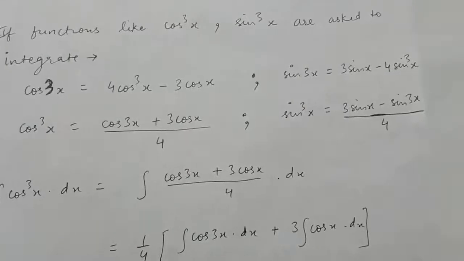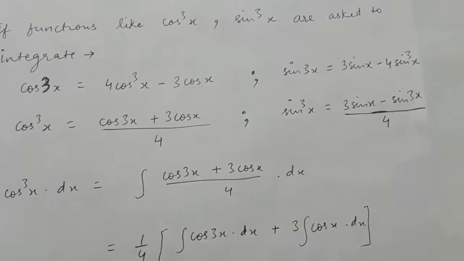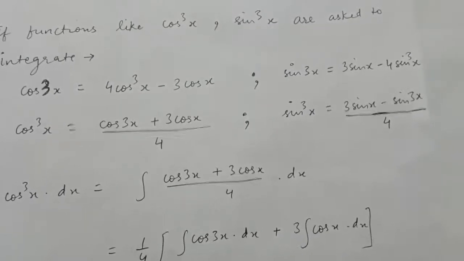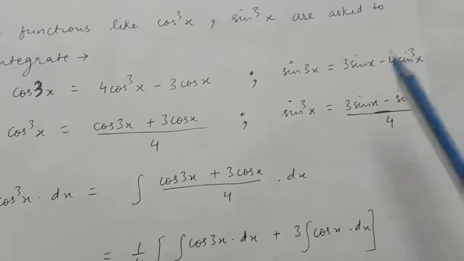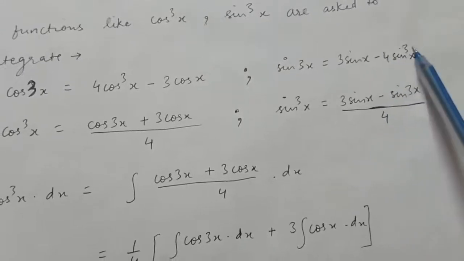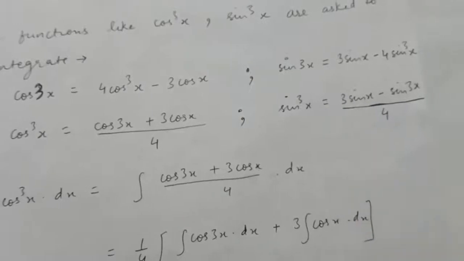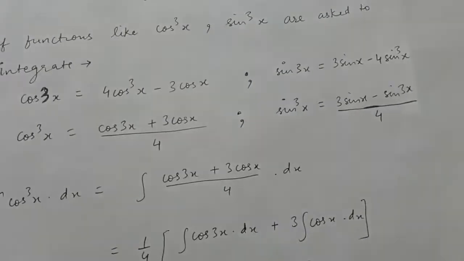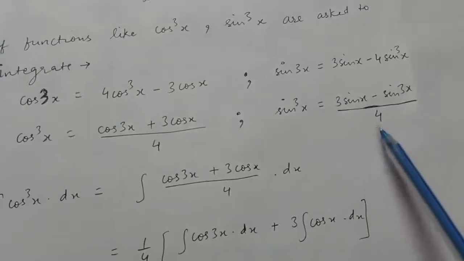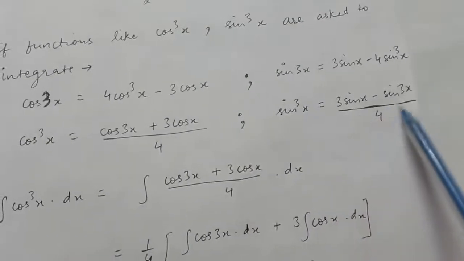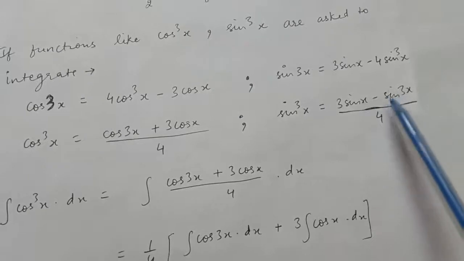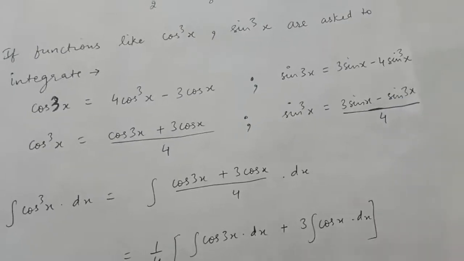Similarly, we can do the integration of sin cube x, because you know this identity that sin 3x is 3 sin x minus 4 sin cube x. Therefore, you will get sin cube x as 3 sin x minus sin 3x upon 4, right? So integral of sin cube x will be integral of this, and you can easily solve the integral of this function, right?